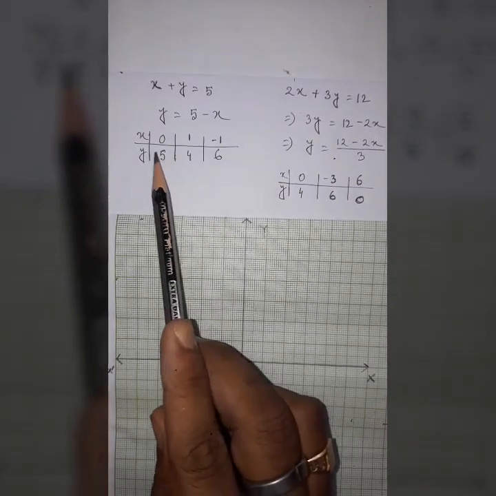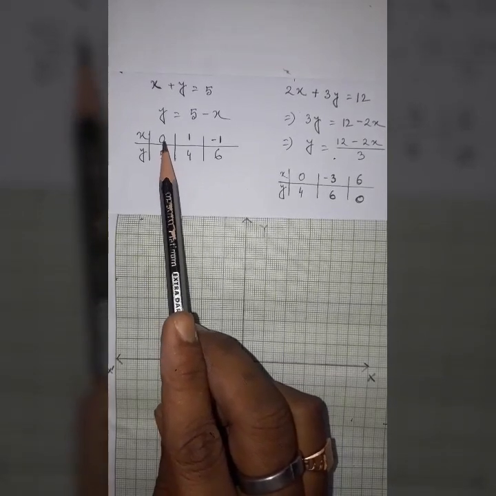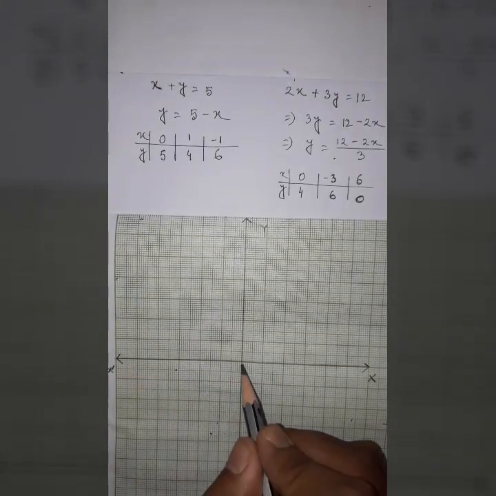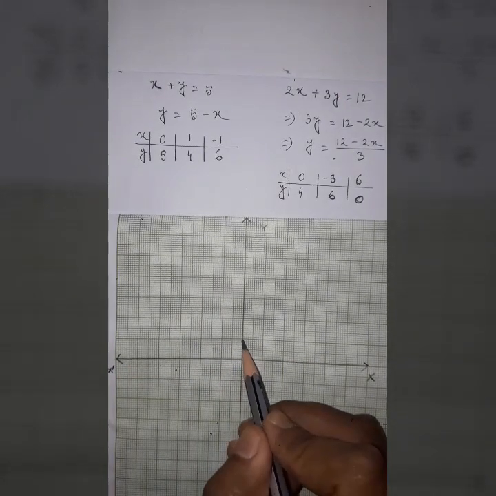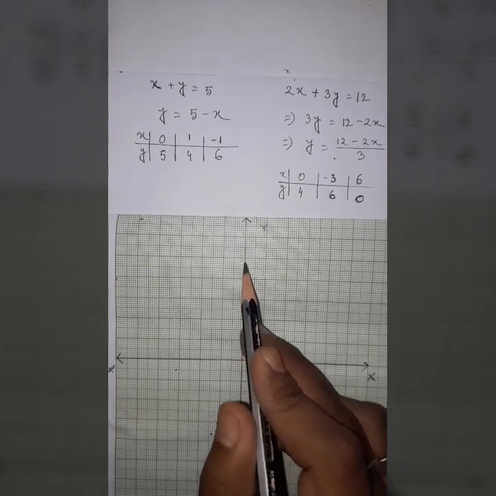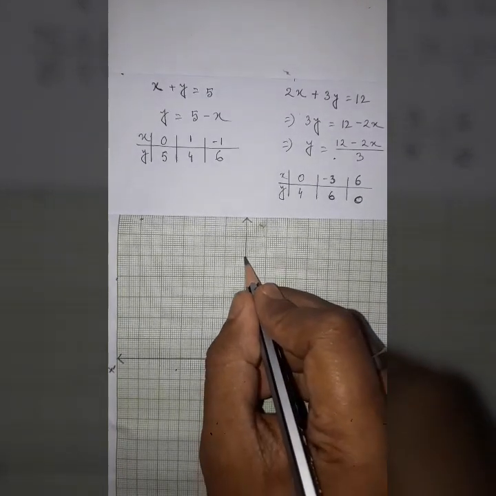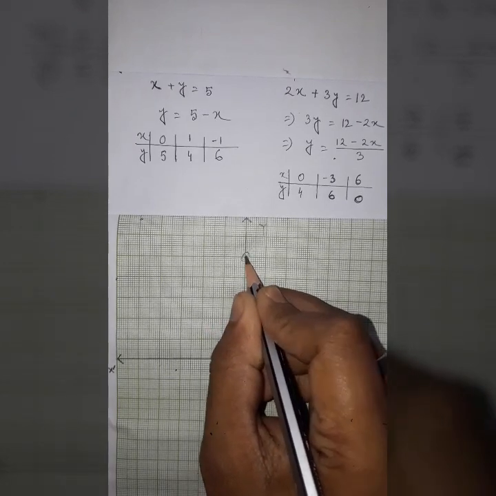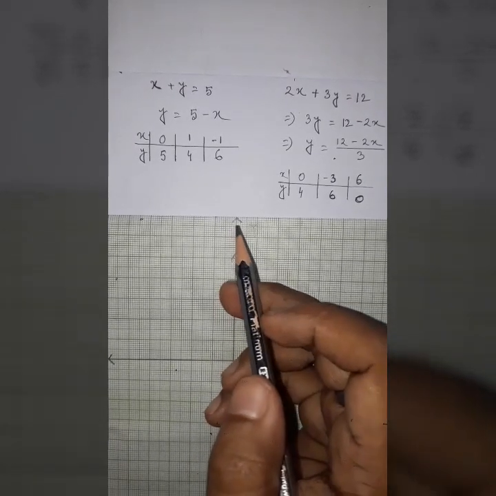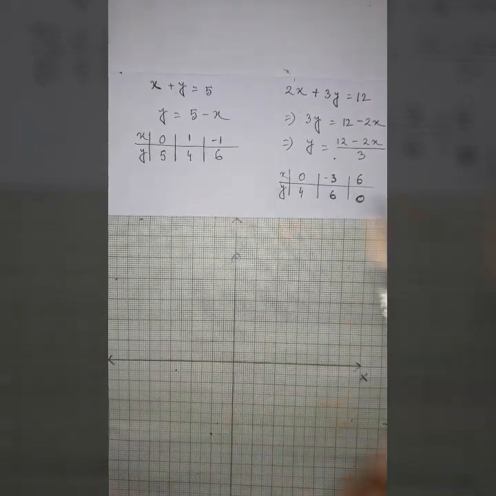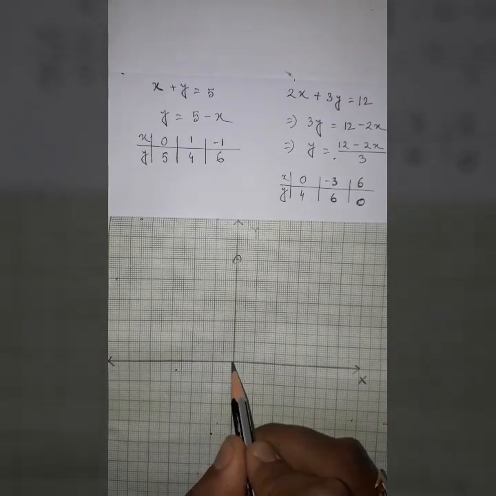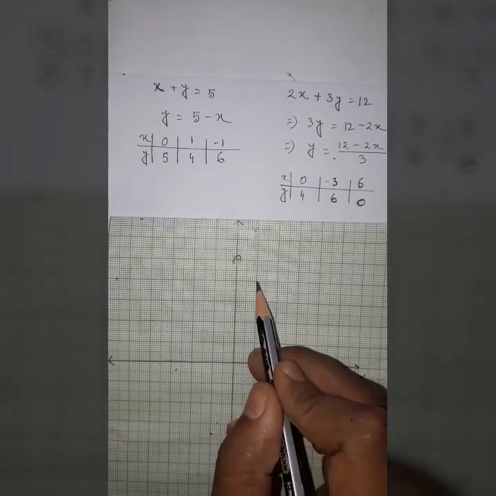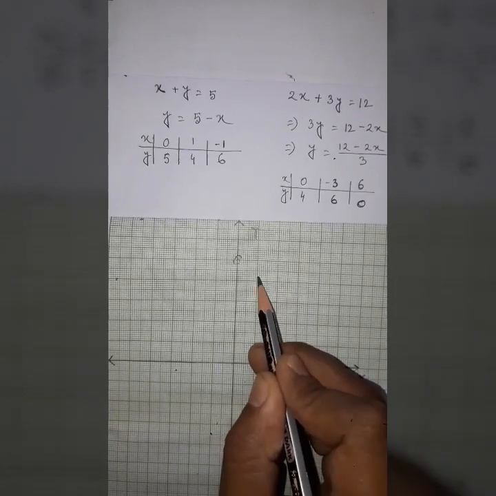Now we have to plot the points. The first point for the first equation is x equal to 0, y equal to 5, that is 0 comma 5. So x is equal to 0, y is equal to 5, 1 2 3 4 5. So this is the point which represents 0 comma 5. After that 1, 4, that is x equal to 1. From 0, this is 1, then 1, 2, 3, 4. This is the point 1, 4.